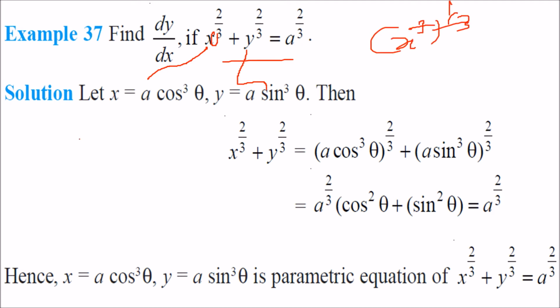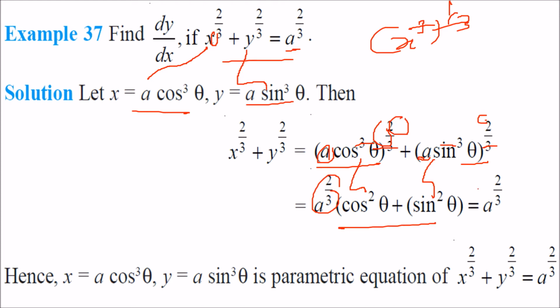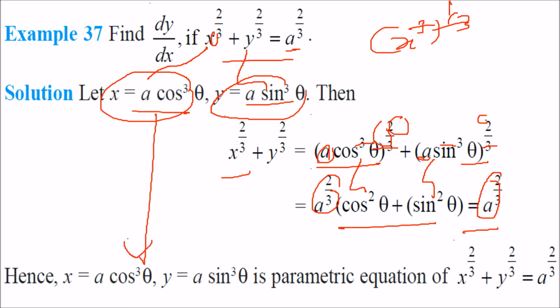1/3 is x only. That is why we have placed a cos cube theta and a sin cube theta, because we want a also. This will be a cos cube theta to the power 2/3, a sin cube theta to the power 2/3. Let us take a to the power 2/3 outside. This will be cos square theta plus sin square theta, because only 2 remains, 3 gets cancelled out. Cos square theta plus sin square theta is 1. So this will be a to the power 2/3. Now we have just got x 2/3 plus y 2/3 as a 2/3. So now we can have x as a cos cube theta and y as a sin cube theta. So now our process starts from this point.